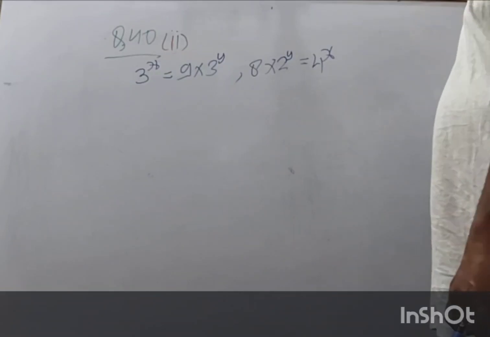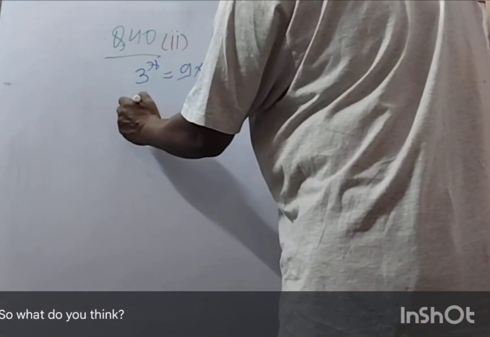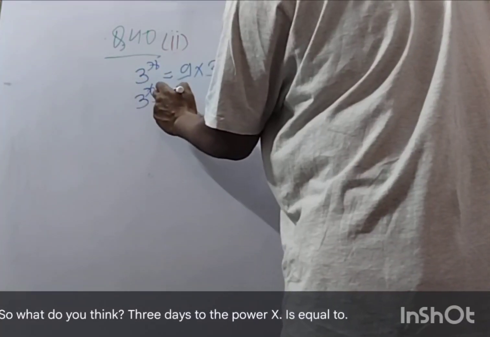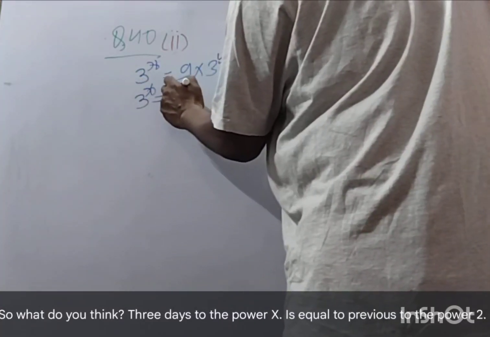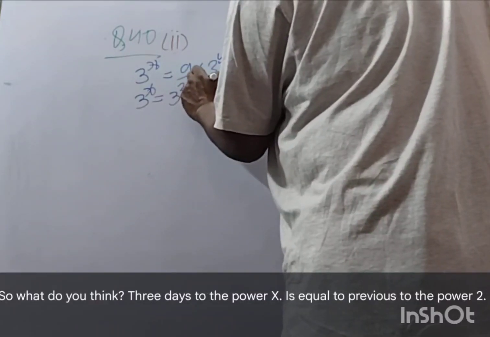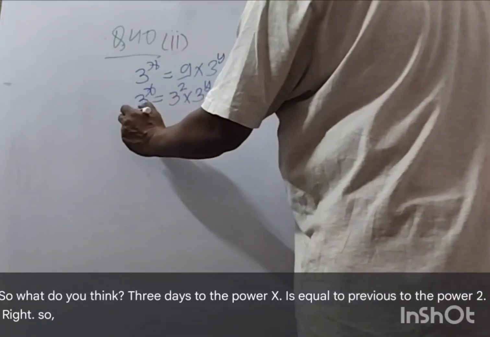Okay, so what do you write? 3 raised to the power x is equal to 3 raised to the power 2 into 3 raised to the power y, which gives 3 raised to the power 2 plus y. Right? So bases are equal.